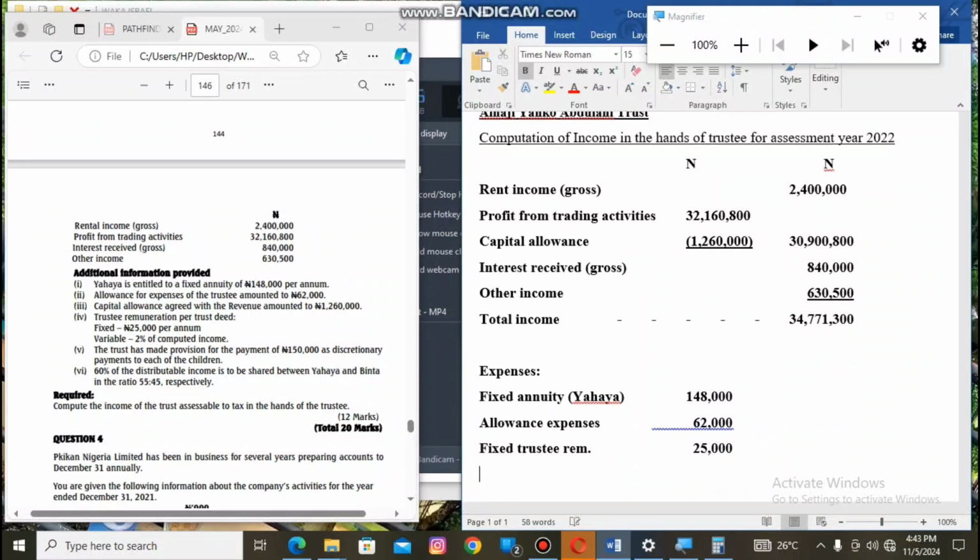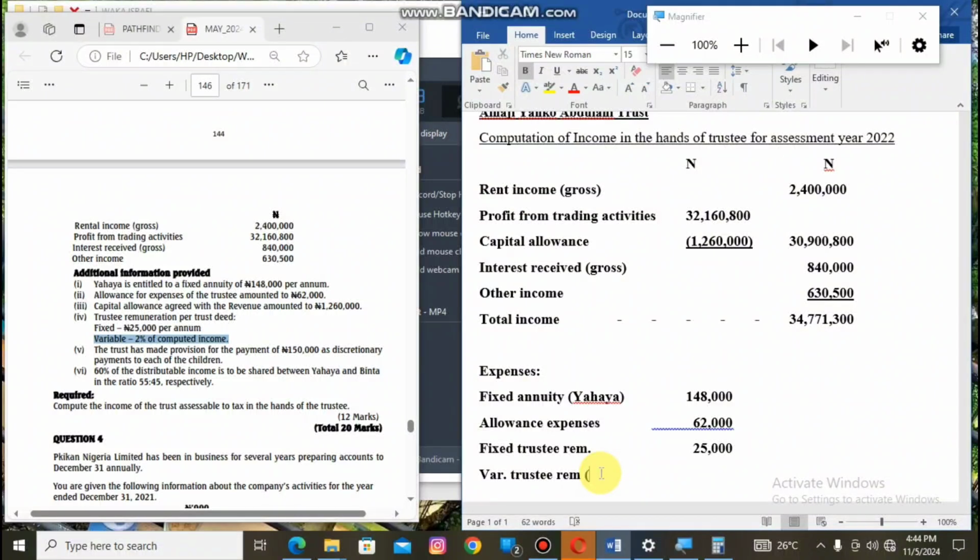Okay, so these are fixed trustee remuneration. Then next, variable trustee remuneration. How do we solve the variable trustee remuneration? Now, we are told it should be 2% of computed income. This is a very simple logic. The computed income is the total income here minus the total expenses inclusive of the variable trustee remuneration. But now the variable trustee remuneration is not known, or should I say the computed income is not known, and we are told that the variable trustee remuneration should be 2% of computed income.